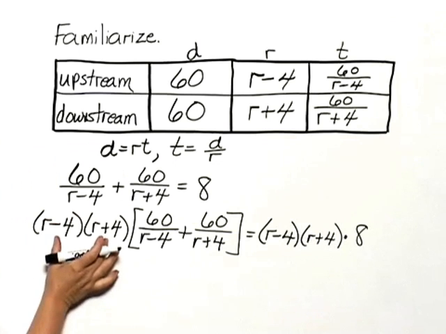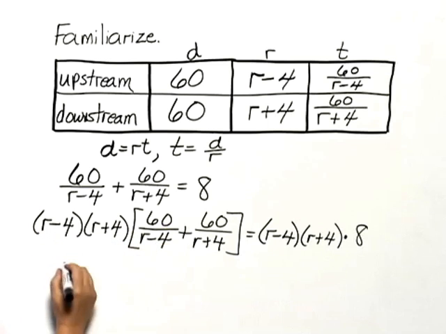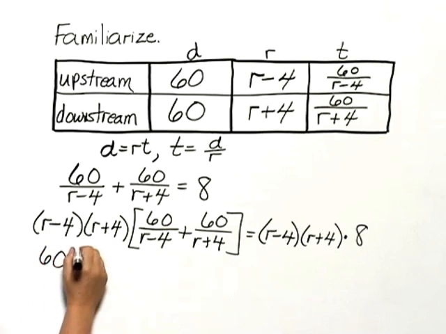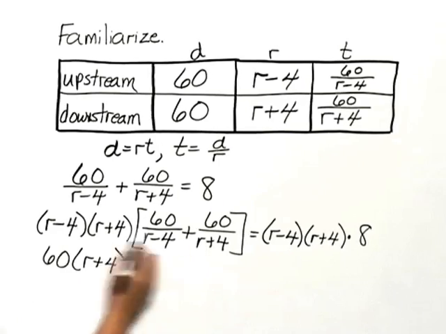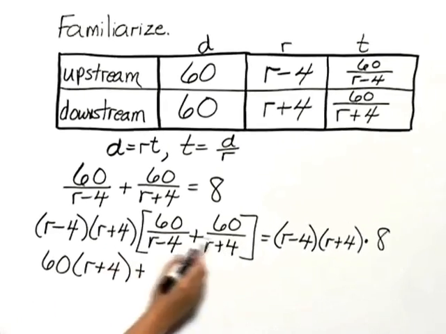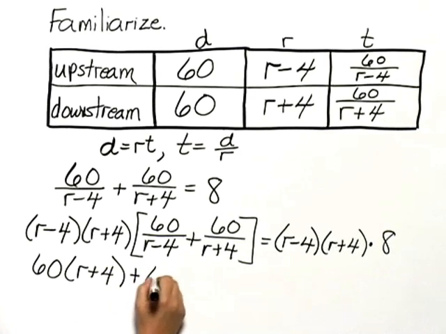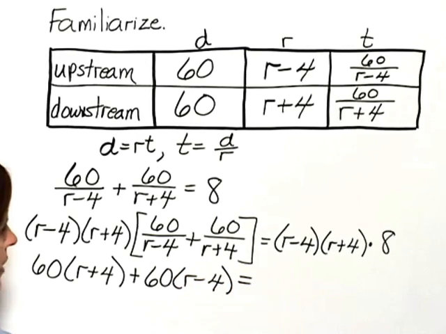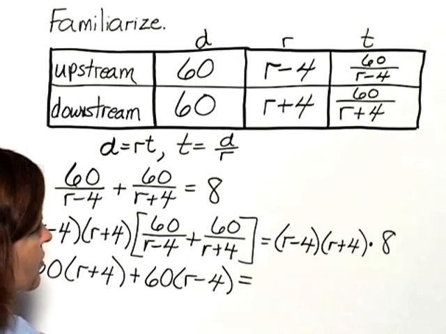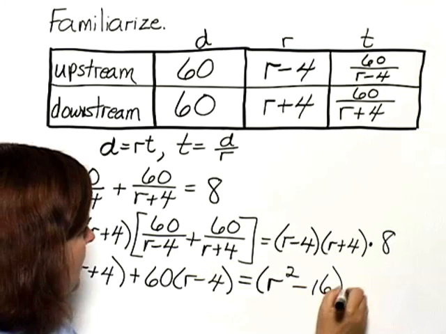When we simplify, when we multiply this by the first expression, the R minus 4 and R minus 4 will cancel, and we'll be left with 60 times R plus 4, plus, we multiply this by the second rational expression. In this case, the R plus 4 over R plus 4 will cancel. So we'll be left with 60 times R minus 4. And on this side of the equation, let's multiply R minus 4 times R plus 4. We get R squared minus 16 times 8.